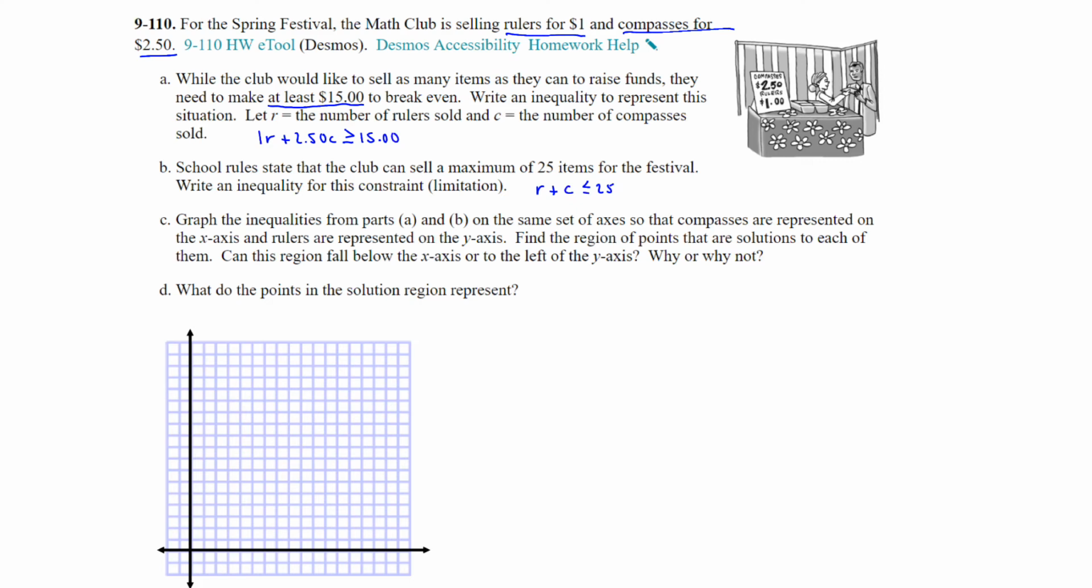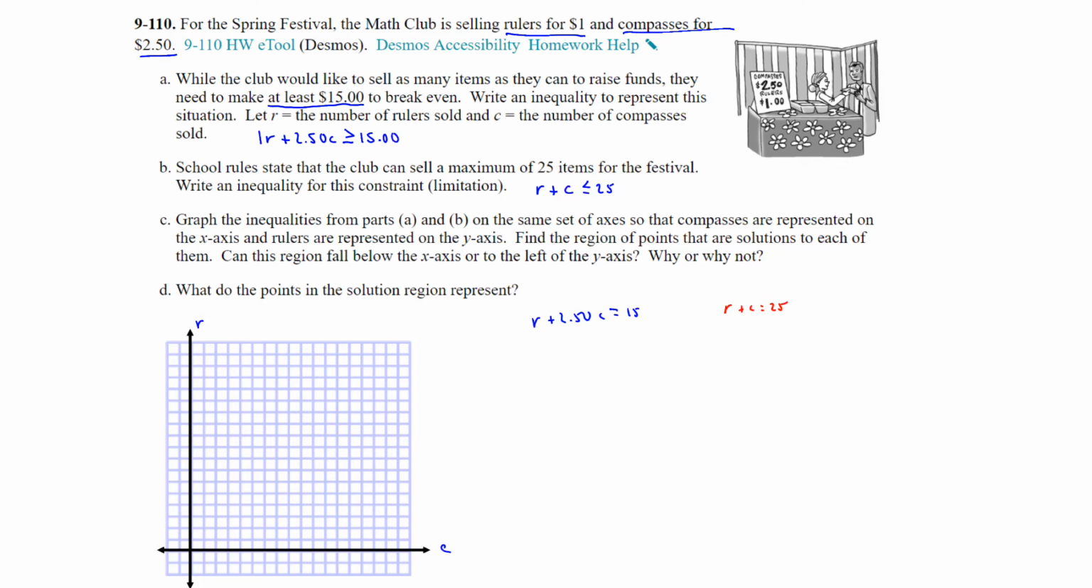Part C, graph the inequalities from Part A and B on the same set of axes so that the compasses are represented on the x-axis. So compasses are down here, and the rulers are on the y-axis. Find the region of points that are solutions to each of them. Can this region fall below the x-axis or to the left of the y-axis? Why or why not? So let's go ahead and set this up. We have R plus $2.50 times C is equal to 15. So we're going to write our boundary line, and then we're going to graph it. And then the other one we're going to do is R plus C is equal to 25.